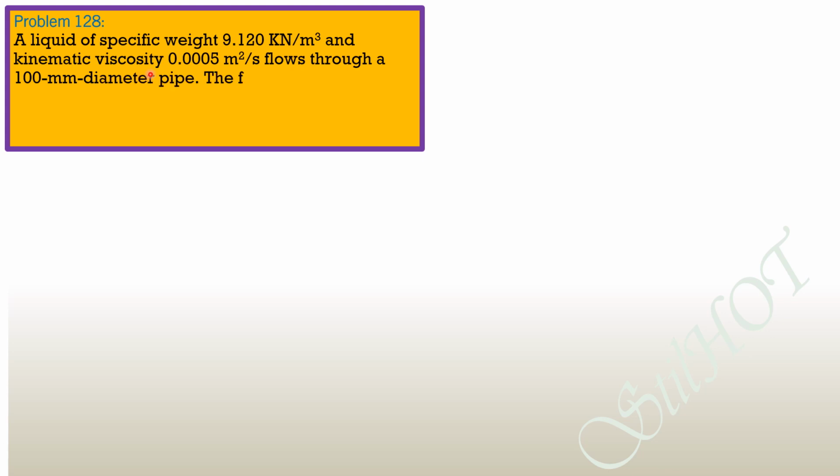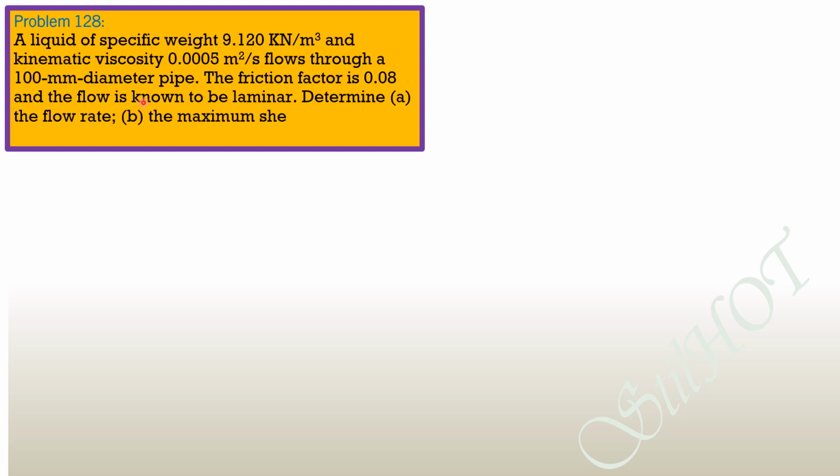Problem 128, a liquid of specific weight 9.120 kilonewtons per cubic meter and kinematic viscosity of 0.0005 square meter per second flows through a 100 millimeter diameter pipe. The friction factor is 0.08 and the flow is known to be laminar. Determine part A, the flow rate, part B, the maximum shear stress, and part C, the center line velocity.